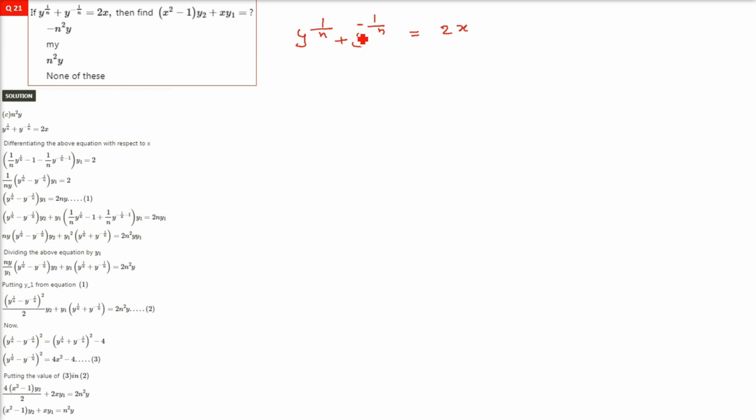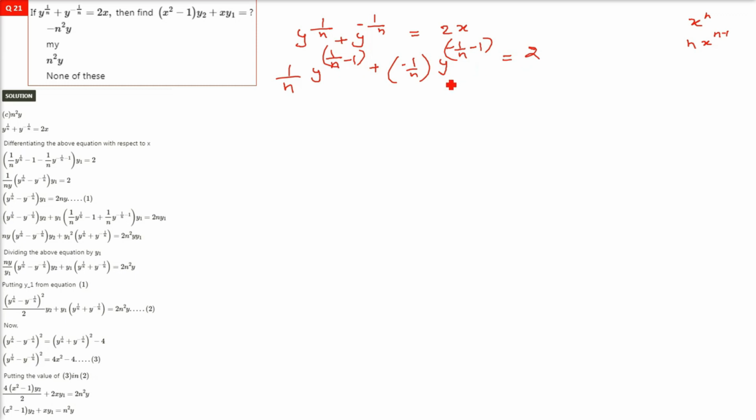Now we have to differentiate this. Please remember, x to the power n differentiation is n x to the power n minus 1. So 1 by n, y to the power 1 by n minus 1. Then you have this negative 1 by n comes in front, y to the power minus 1 by n minus 1, these two. Differentiation of 2x will be 2. So what are we going to get here? Can we make it simpler?